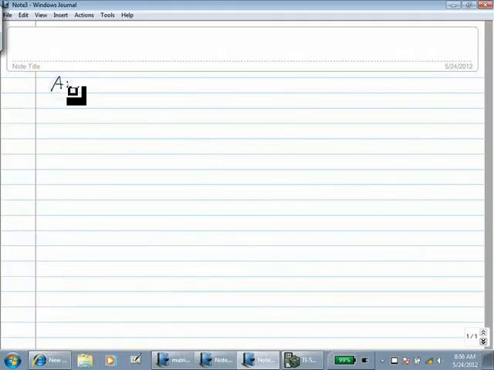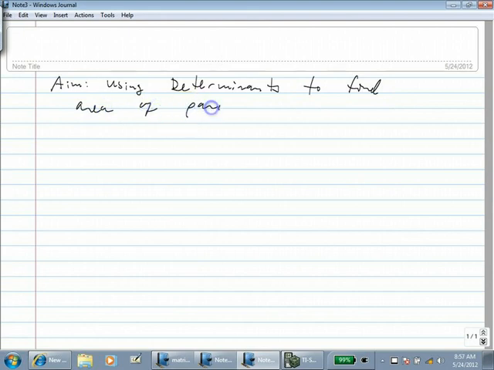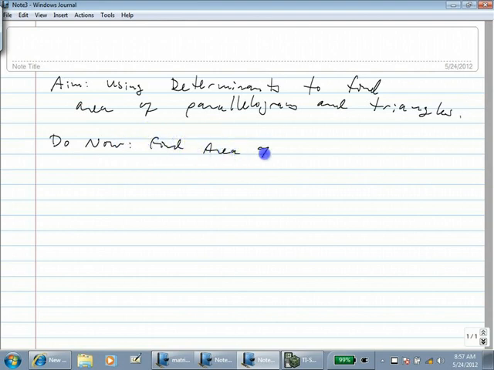So the aim of this lesson is using determinants to find the area of parallelograms and triangles. And for the warm-up question, there's 3 questions. Find the area of, and for each of these I'll give you the information.